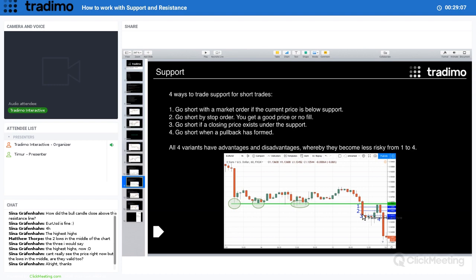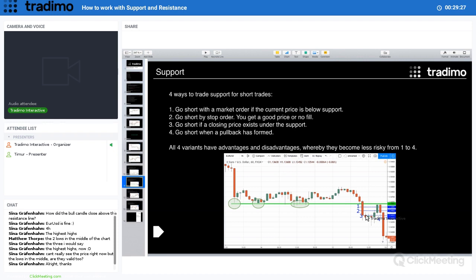And then, of course, after we have a closing price below the support level, you can go short in the next candle. So this is here. This is the third opportunity, or let's say the third variation, of going short with a broken support level.